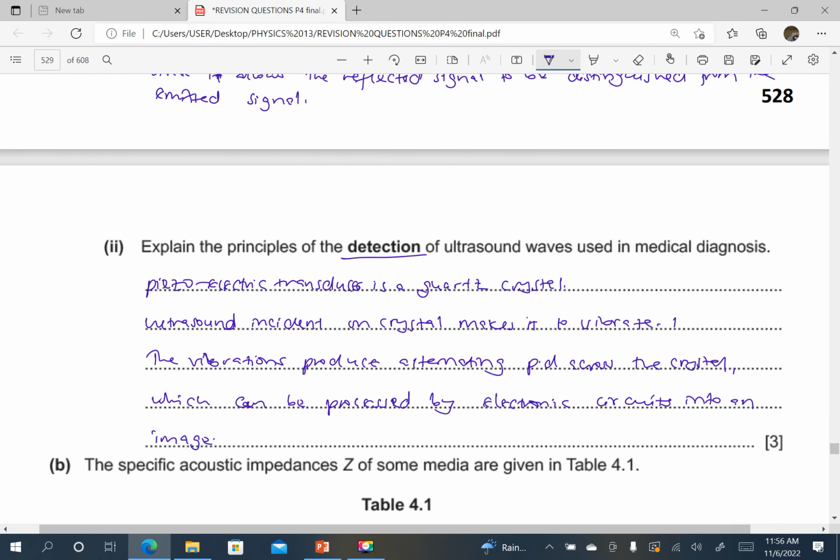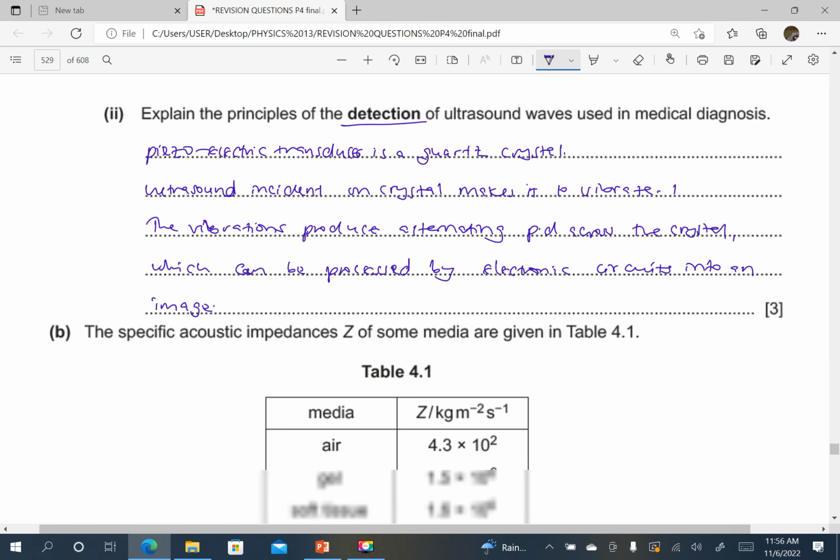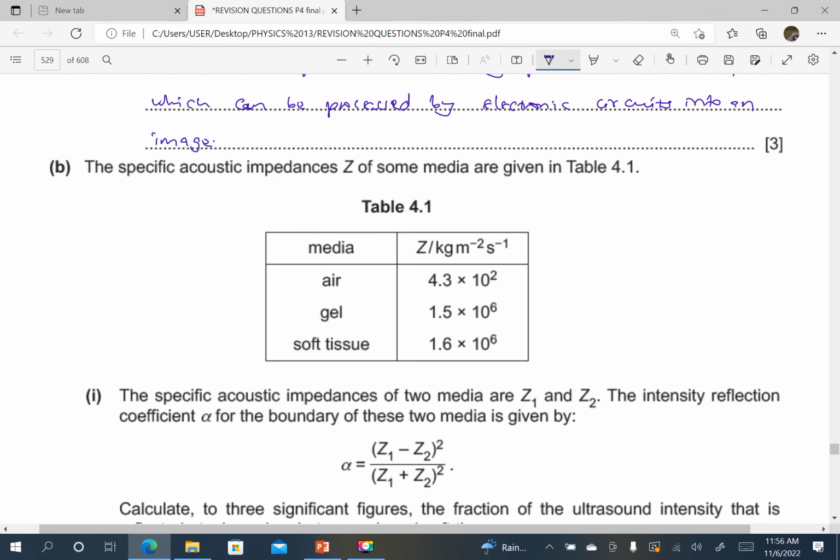So that is how we detect. It is the same transducer. The quasi-crystal is the same transducer which detects. When ultrasound falls on the crystal it vibrates and produces an alternating PD across it. The alternating PD is the one which is processed by electronic circuits into an image. Okay.